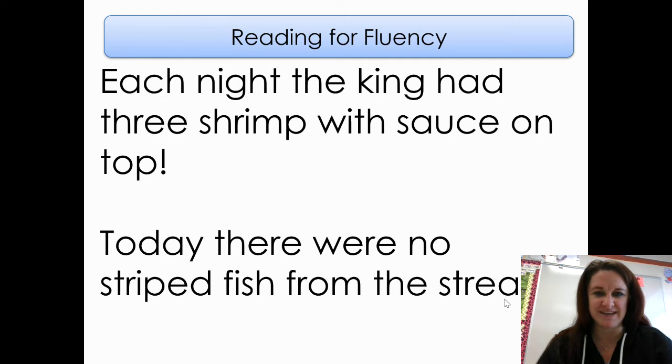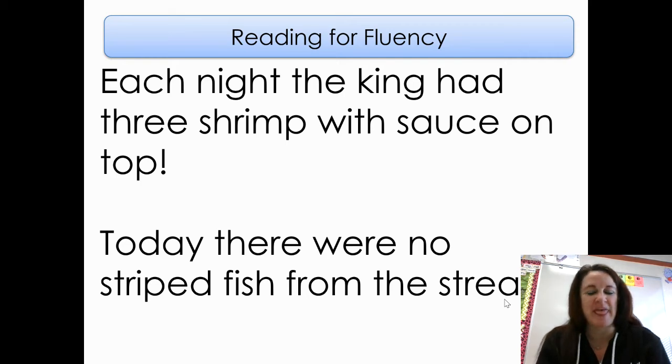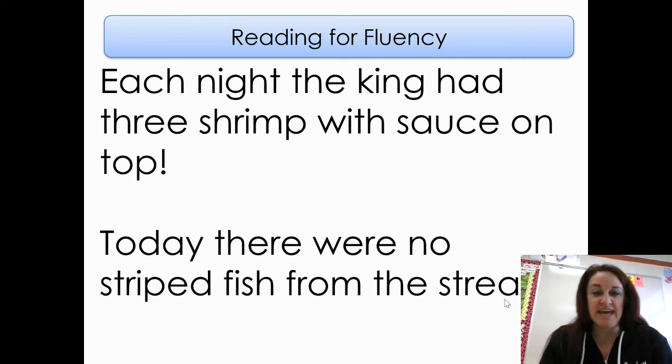That's amazing. All right, go ahead and look at that top sentence for just a couple of seconds. See if you can read it to yourself. And let's read it together. Ready? Each night, the king had three shrimp with sauce on top. Good. Now the bottom one. See if you can read it to yourself.